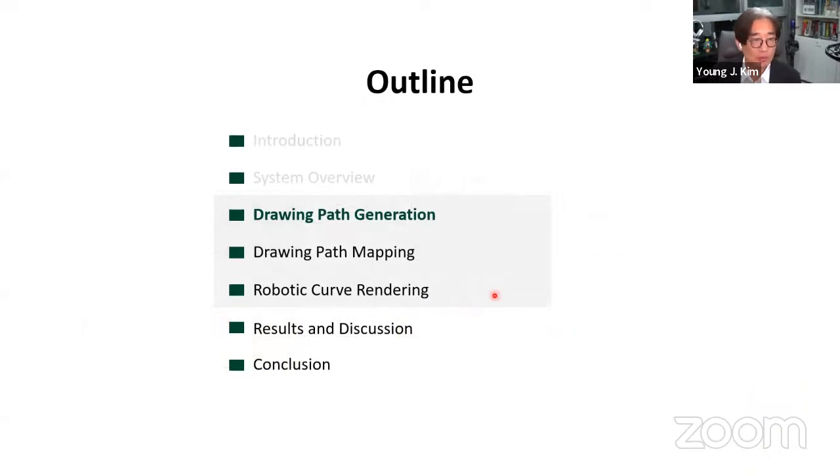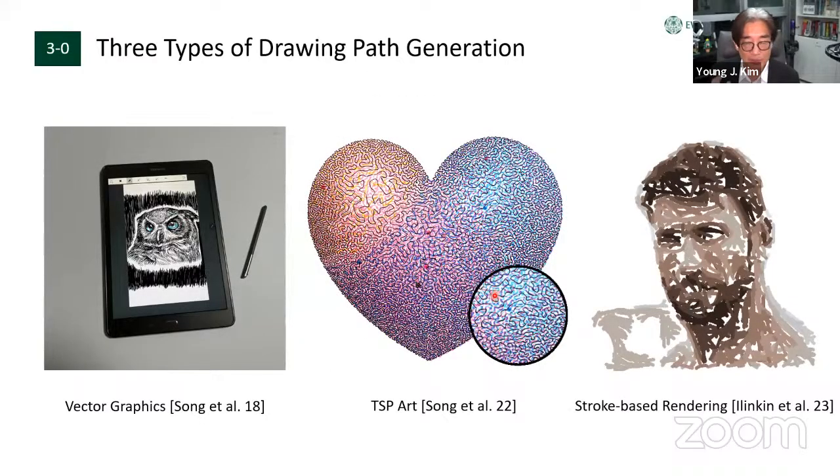So the first part is the draw path generation. In this case, as I said, the input can be the raster image. From a raster image, we can convert it to a vector sequence of robot paths. But in our work, we considered three types of drawing path generation. And the first one is kind of obvious. If the user can provide the drawing path in vector form from the beginning, then we can use it.